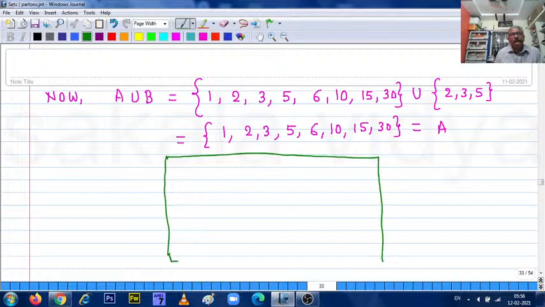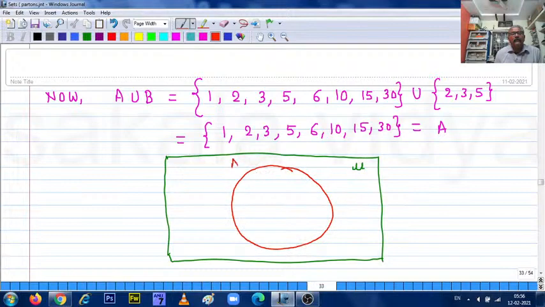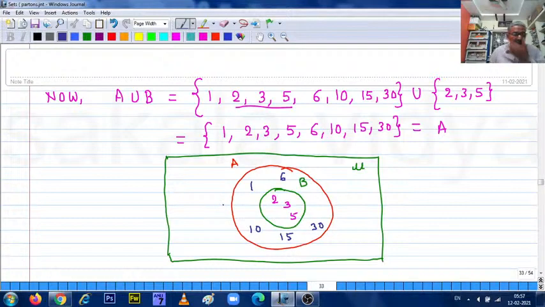So how to draw the Venn diagram: you take a rectangle, this is mu, you take A, and in that you have B like this. First, write down the elements in B, that is 2, 3, 5. Already 2, 3, 5 are written. Write down the remaining elements. What are the remaining elements we have? 1, 6, 10, 15, 30. That's all. This is the Venn diagram for A union B.